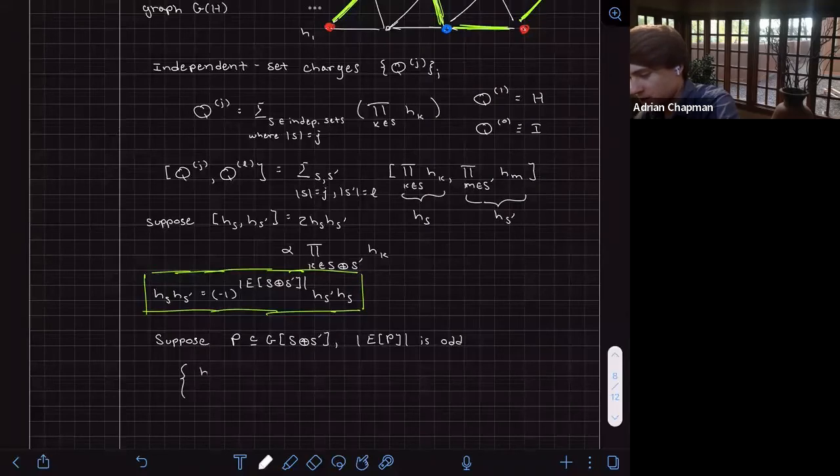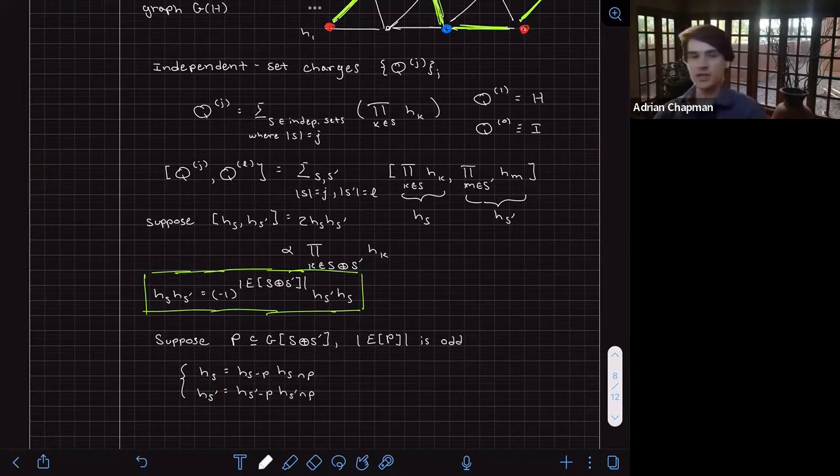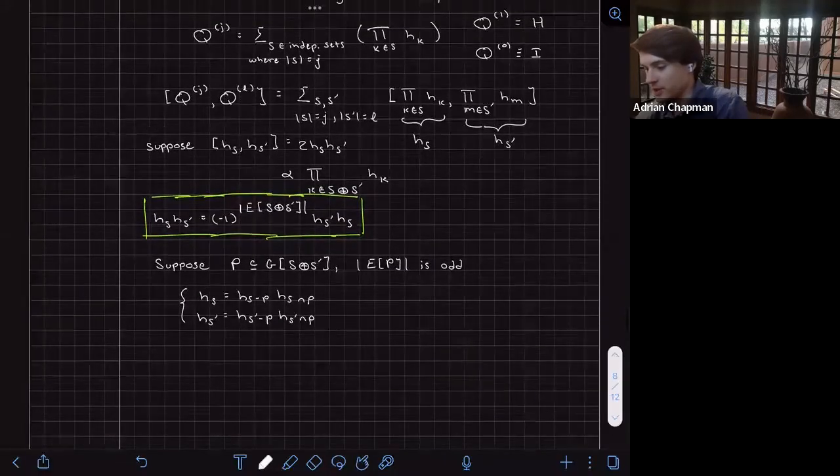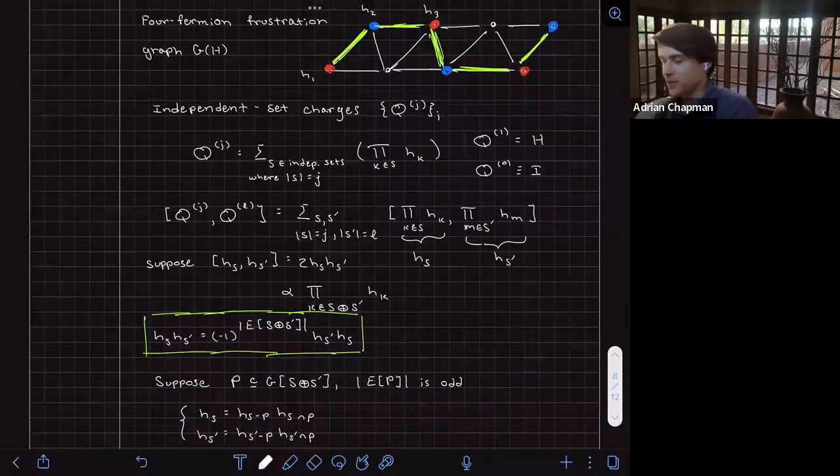So H of S, I can break into H of S minus P times H of S intersection with P, and H of S prime minus P, H of S prime intersection with P. And so this minus sign is a set difference. So I can basically partition the factors of H sub S into the factors which are in P and the factors which are not in P. And so the factors which are in P are the ones that I've pulled out to the right. And so now just consider exchanging the red and blue subsets in this picture.